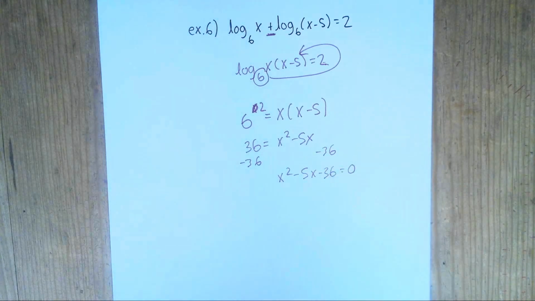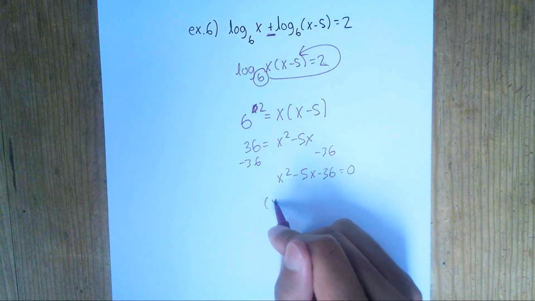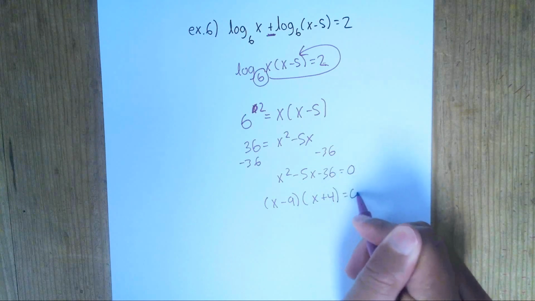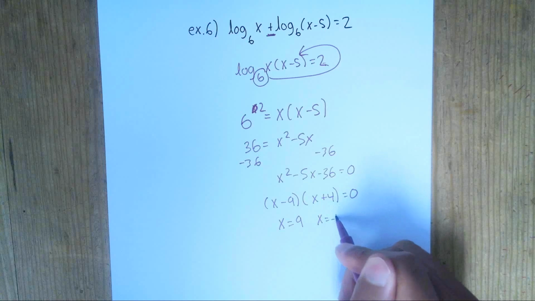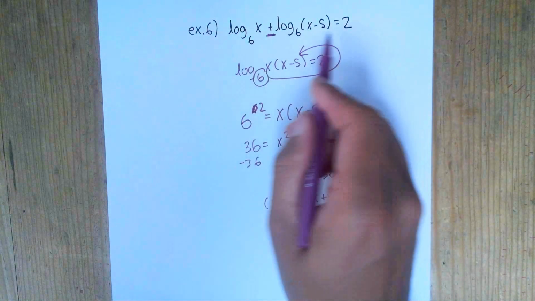Think about two numbers that multiply to 36 that combine to give you negative 5, and those two numbers should be x minus 9, x plus 4 equals 0. So x equals 9, x equals negative 4, and you think they're both your answers, but they're not, because you have to take these and check them in your parentheses.